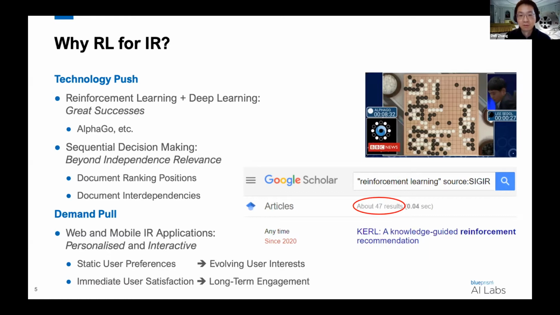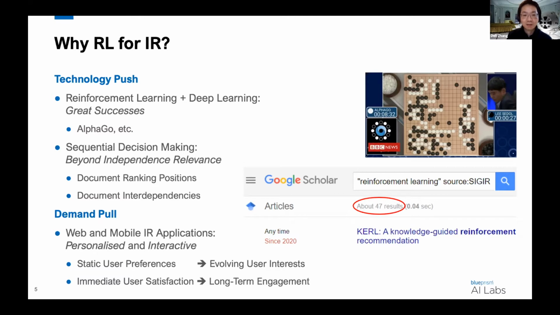For example, if you talk about search, using reinforcement learning, it is easy to go beyond independent relevance judgments, and you can take into account the ranking positions of documents and interdependencies of documents easily in a principled approach. It's not surprising that nowadays a lot of research papers are making use of reinforcement learning techniques. Just in CIKM this year, there are nearly 50 papers mentioning reinforcement learning.